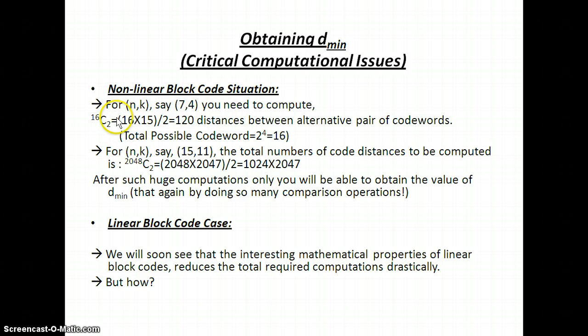In case of a nonlinear block code, which does not follow certain linearity properties, as we will discuss next, if we take a 7-4 block code, you have to compute totally 120 distances, that is 16C2. This is 16C2 equals 16 into 15 by 2, 120 distances between alternative pairs of codes, because you have 16 total different code words. 2 to the power 4 equals 16, because you have got a 4-bit information vector. So in case of an (n,k) value 15-11, you have to compute how many?